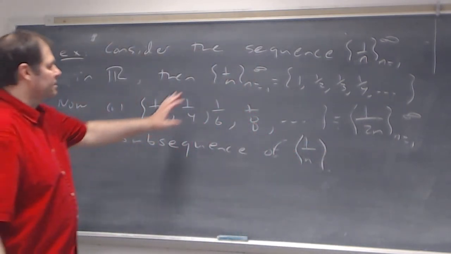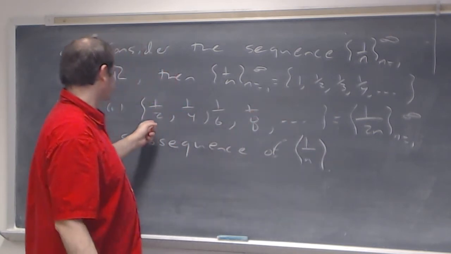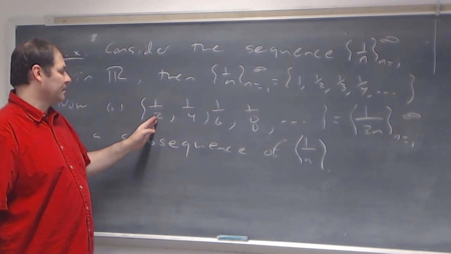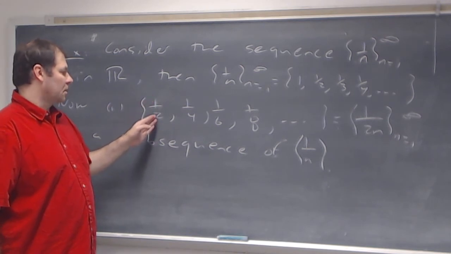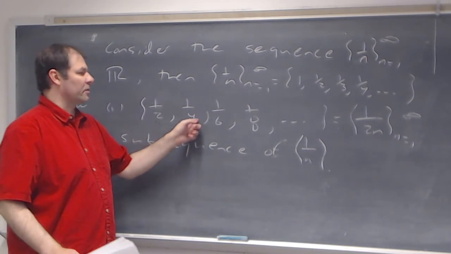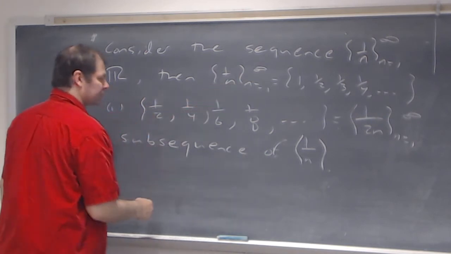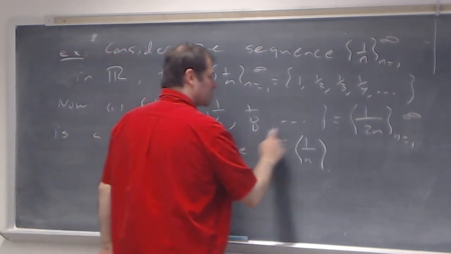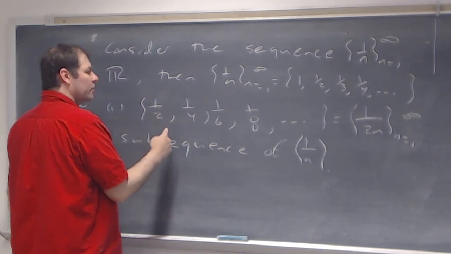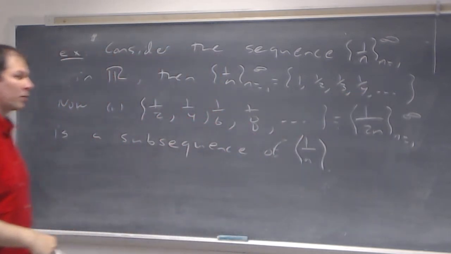So what's happening here is I have 1 over n, it produces these numbers in this order, and what I'm looking at is pulling certain terms. So here, this is really x of n sub 1, which would be equal to 1 over 2 times 1. It's the second term from this sequence. Here's the fourth term from this sequence. What we're doing is that every term in this subsequence is a term in the original sequence, and it maintains the order of the original sequence. That is, 1 half comes before 1 fourth, 1 fourth is going to come before 1 sixth, and so forth.